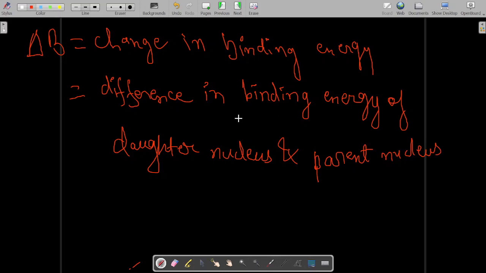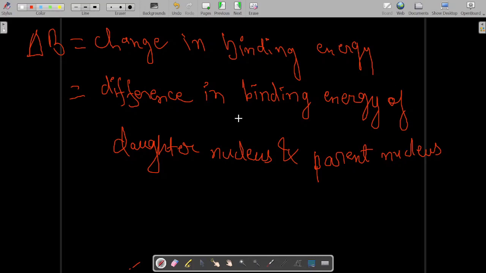So when you subtract the binding energy of the parent nucleus from the daughter nucleus, you get something of this kind, that is delta B, which is the change in binding energy. Just a second guys. Let me close the window. There is a lot of disturbance over here, so I will first of all have to close the window so that the voice is very clear. So I am closing the window. Yes, the window is also successfully closed.